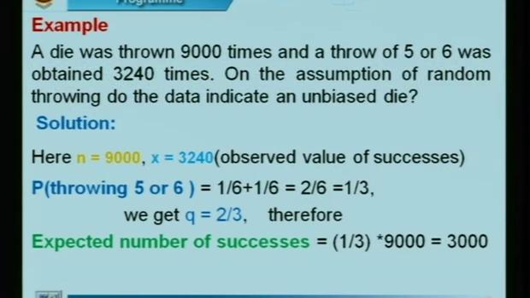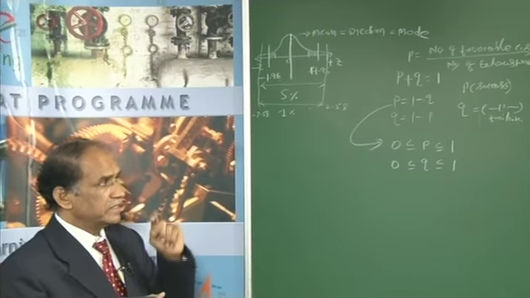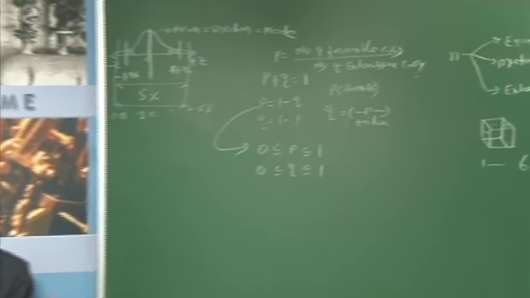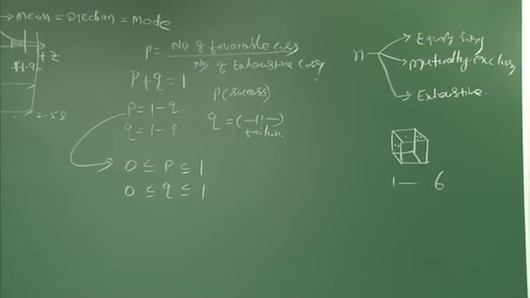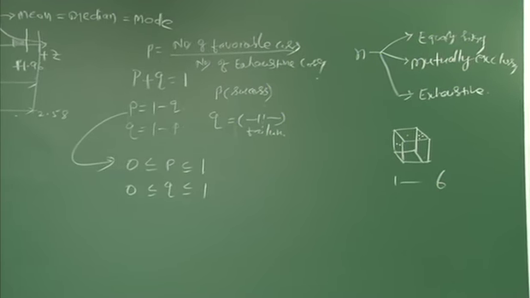These are the commonly occurring examples, and then how we are going to consider testing the hypothesis under the confidence limits is the purpose of this problem. Then we throw this die, a single die, a total of 9,000 times. Now, a throw of 5 or 6 was obtained how many times?